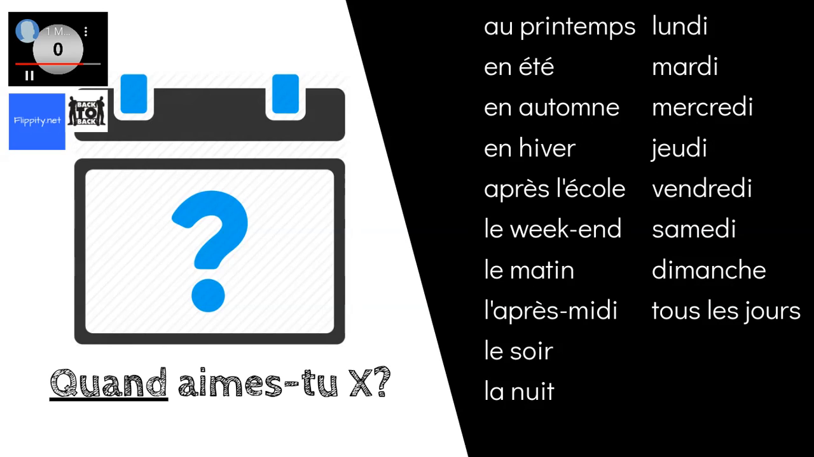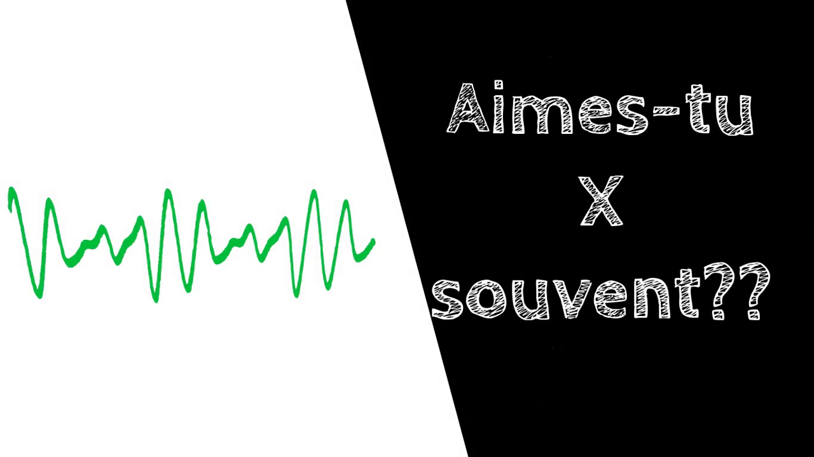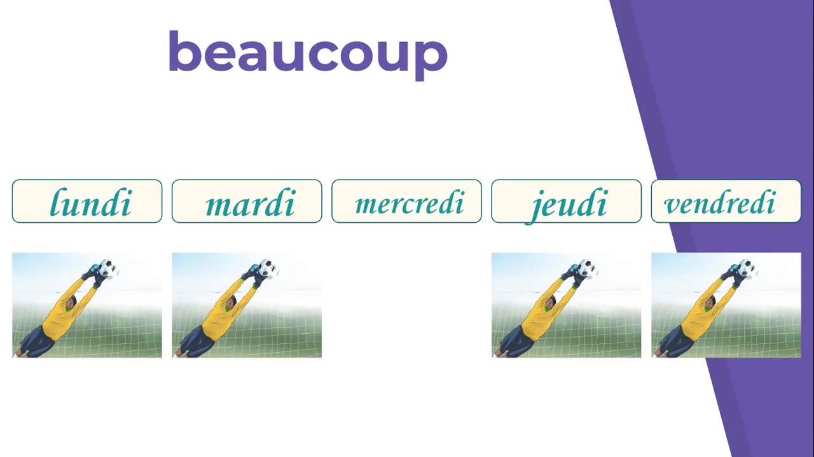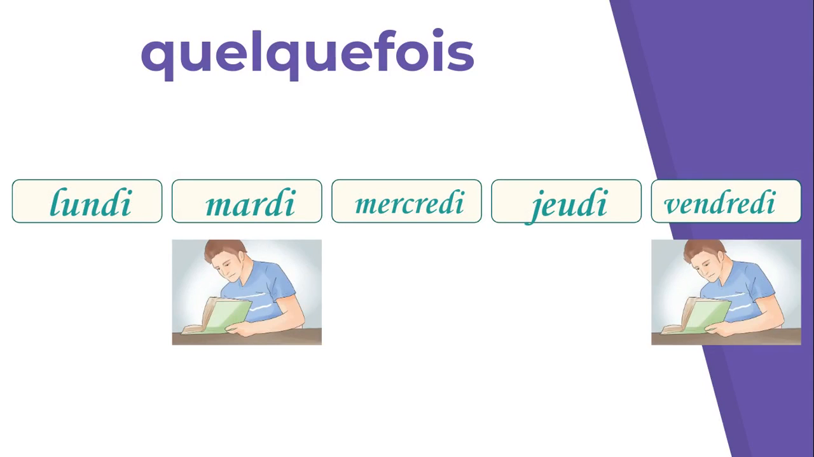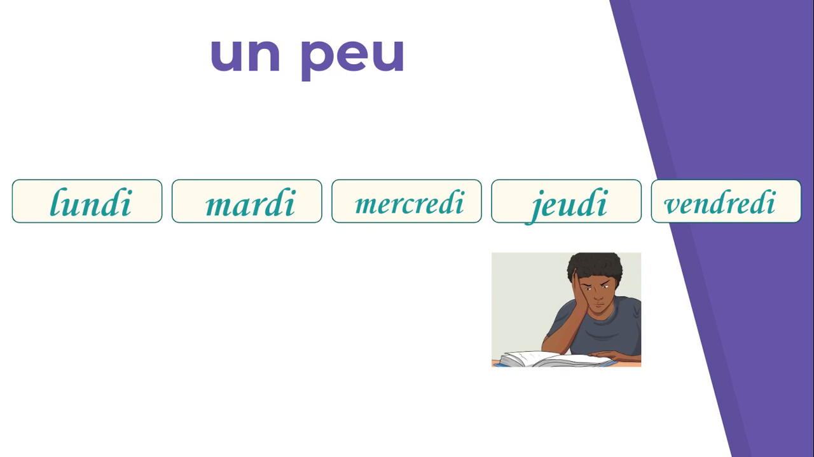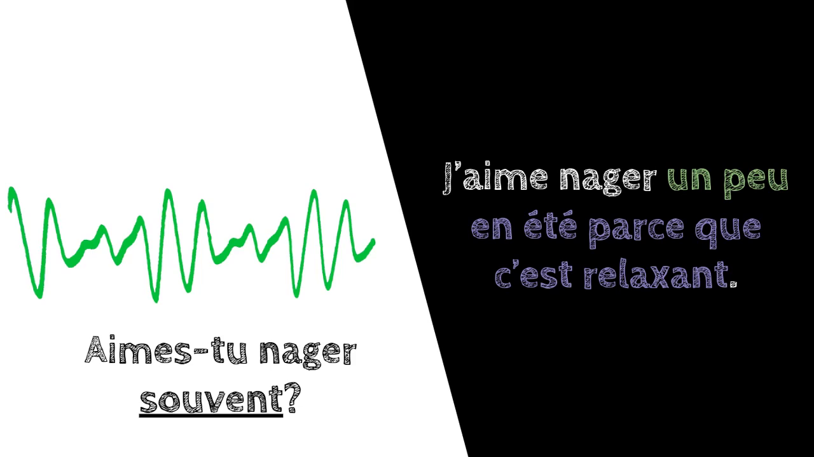Bien, retournez à vos places. Alors, répétez souvent, toujours, beaucoup, quelquefois, un peu, jamais. Aimes-tu nager souvent? J'aime manger un peu. That's a three. Let's try a four. J'aime manger un peu en été parce que c'est relaxant.